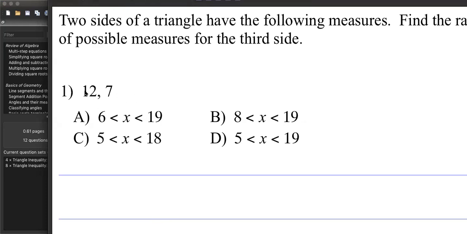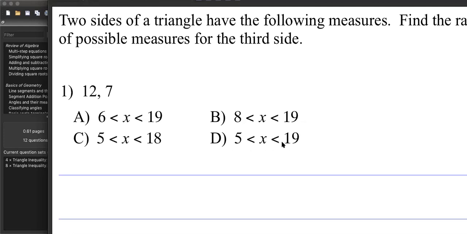You have these two sides. What's the range of possible values for the third side? So remember, you're just going to take the two numbers, whatever they are. The first number all the way on the left has to be their difference. So the difference between 12 and 7 is 5. So I'm already down to choices C or D. And then the next number has to be their sum. So if I add 12 and 7, that's 19. So it's got to be choice D over here.